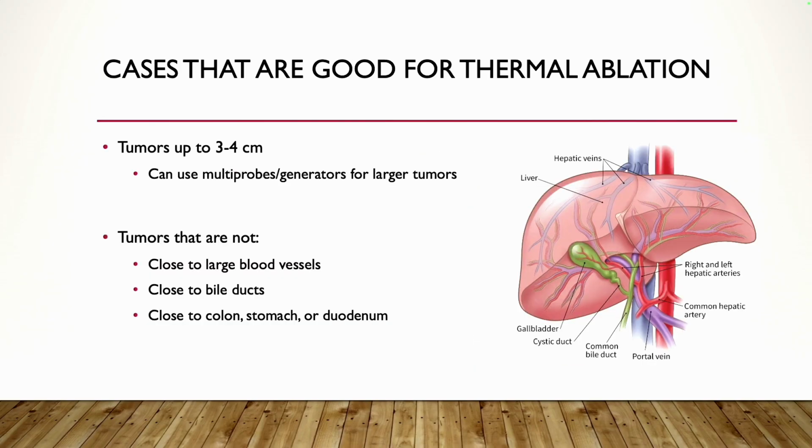Cases that are good for thermal ablation are going to be the smaller single tumors. For microwave, you can use multiple probes for larger tumors, but it's not good for things that are close to large vessels, bile ducts, or intestinal tract, because you can't control the heat.